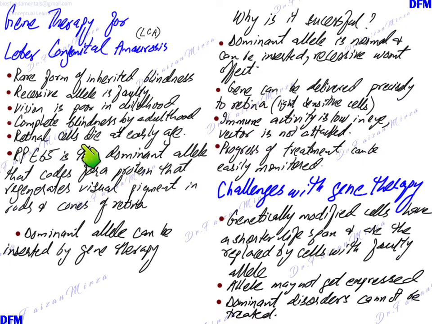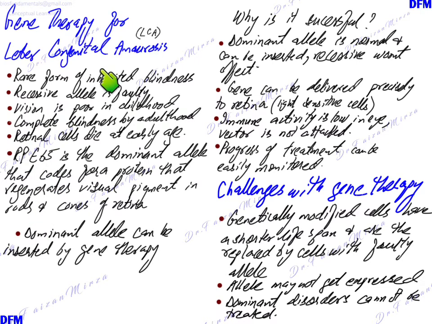Retinal cells die at an early age in people who suffer from LCA. There is a gene called RPE65. The dominant allele of this gene actually regenerates the visual pigment for rods and the cones. So if you are able to see the world around you, it means that RPE65, the dominant allele, is present in the retinal cells of your eyes. So the dominant allele is there, either both dominant alleles or a single dominant allele. So RPE65 is there, and you have the normal visual pigment being resynthesized.